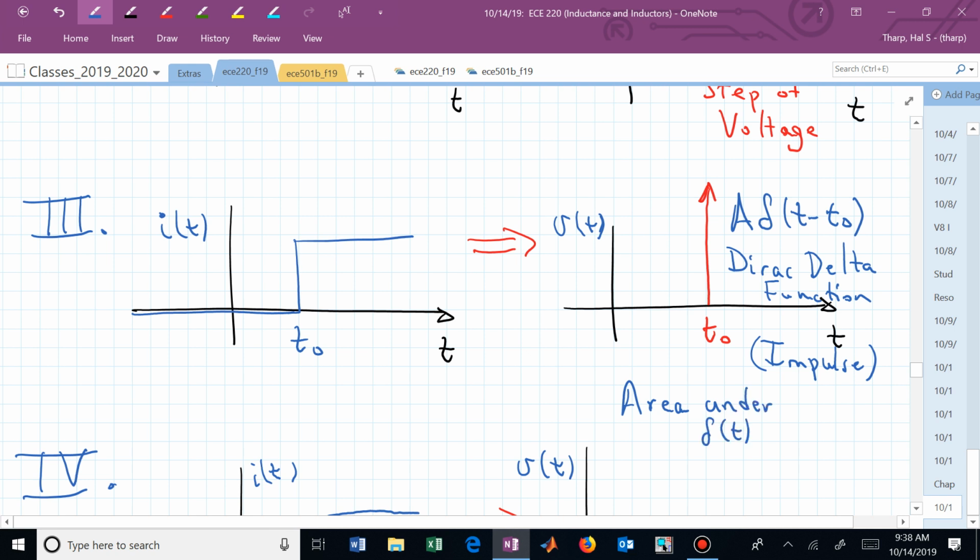delta of t, and this delta of t does occur at the origin. So the impulse occurs when the argument is equal to 0. The argument of delta of t minus t sub 0 is equal to 0 for what value of time t? When is t minus t sub 0 equal to 0? When t minus t sub 0 is equal to 0, or when t is equal to t0. That's what tells you that that impulse is occurring at t sub 0. This impulse, delta of t, is occurring where?